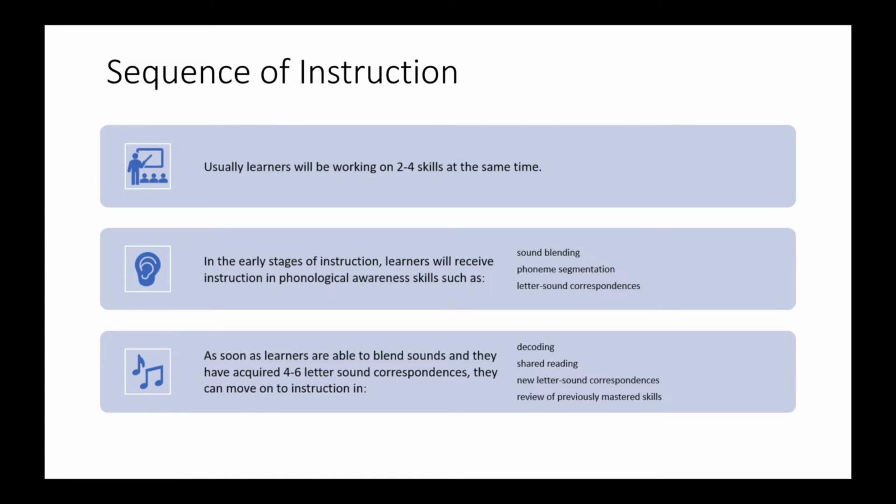In the early stages, students will receive instruction in phonological awareness skills. So the first 3 binders: sound blending, phoneme segmentation, and letter sound correspondences. And you'll be practicing these in the next session. As soon as they acquire a few letter sound correspondences and are able to blend sounds, learners can move on to other skills, as well as ongoing instruction in new letter sound correspondences and review of previously mastered skills.